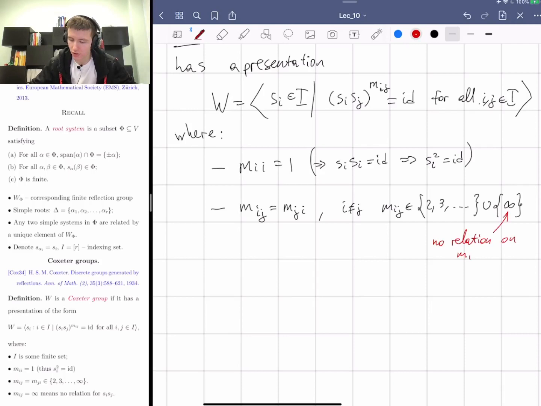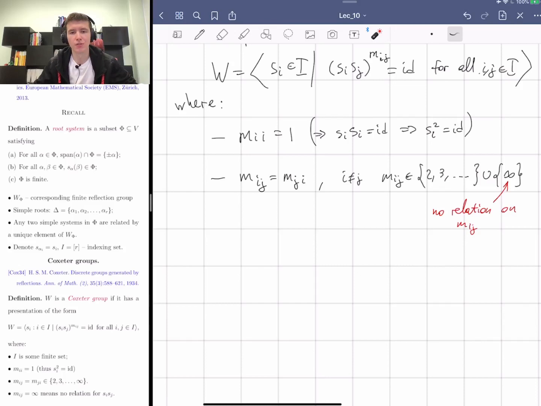Okay, and so in principle, that's it. You can start, choose some matrix which has some infinite entries, and just start generating all possible products of s_i's and s_j's etc. modulo these relations. Alright, so that's basically the whole definition. Any questions on the definition? Alright.